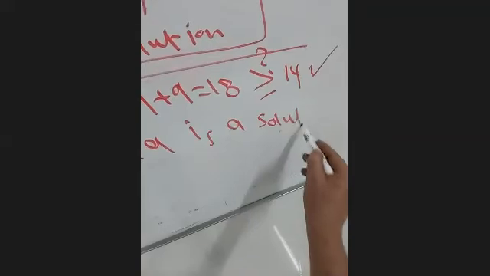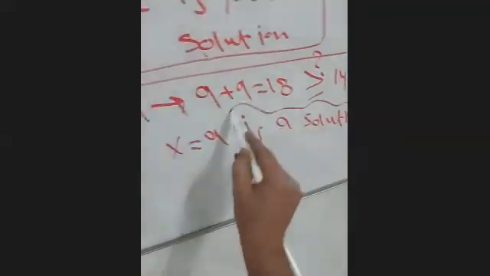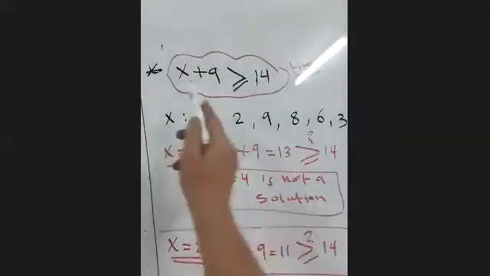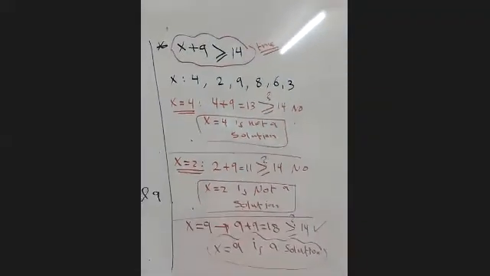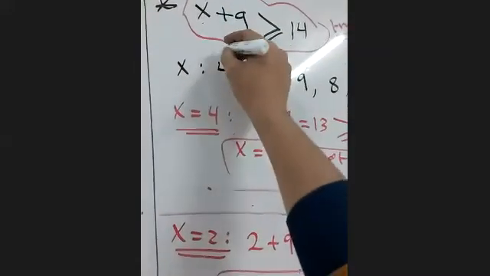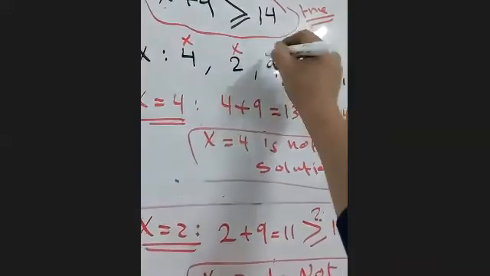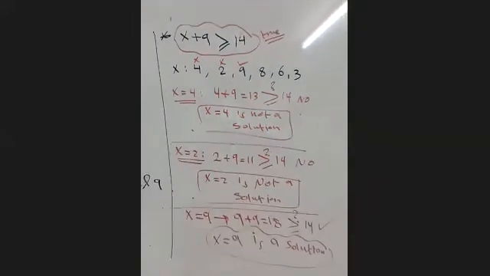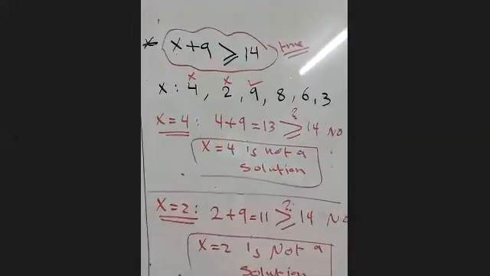So x equals 9 is a solution. Why is it a solution? Because it makes the inequality true. Now I'm done with the 9. 4 is not a solution. 2 is not a solution. 9 is a solution. Let's check 8, the fourth number.